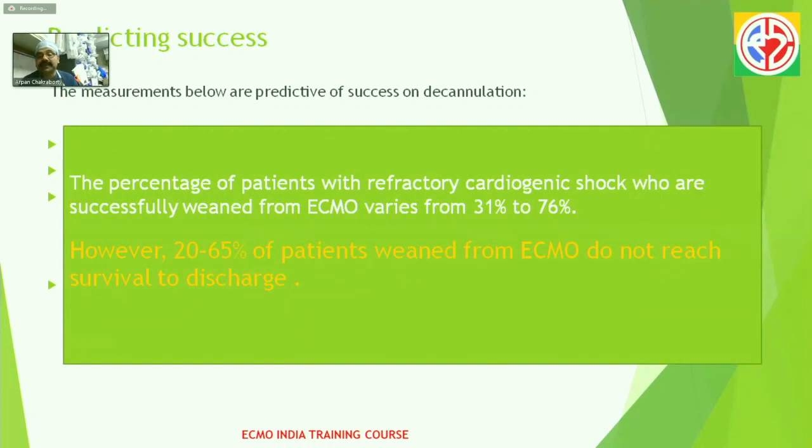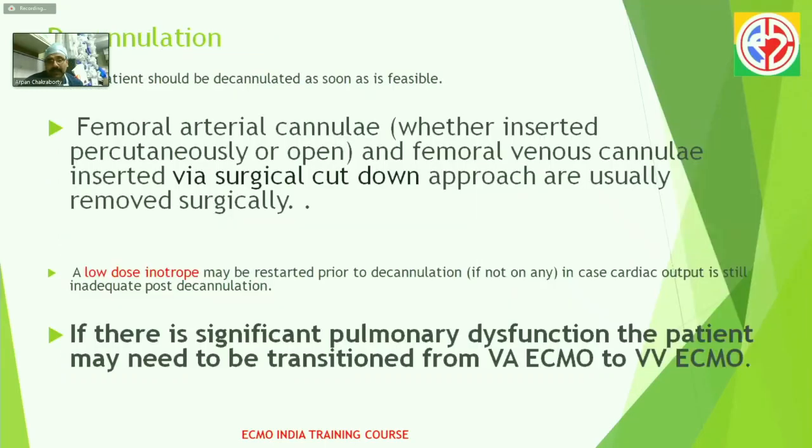You have to keep in mind that the percentage of patients of this kind of shock coming out varies in different centers with different causes. It is 30 to 70% almost. And out of that, 20 to 65% come out of ECMO but don't go home because they die, they are lost because of multi-organ failure. So this you have to explain to their family members.